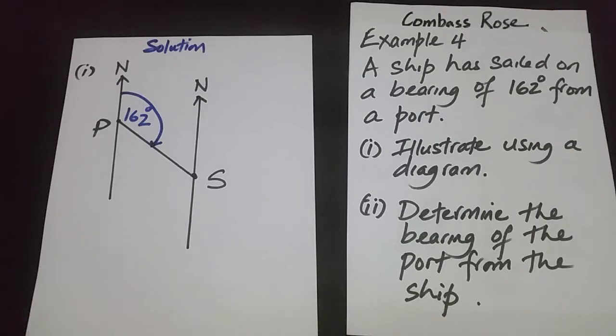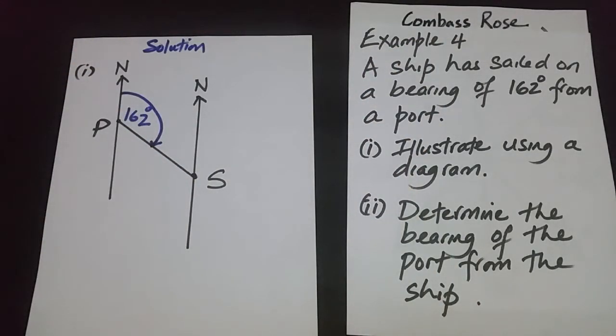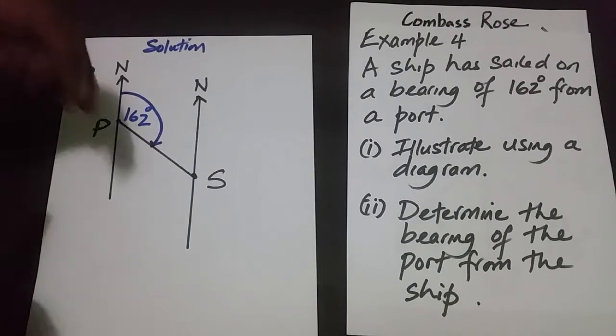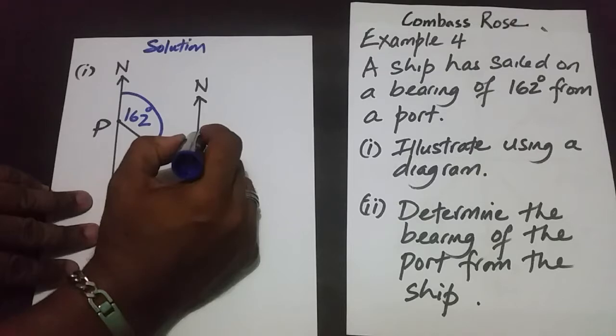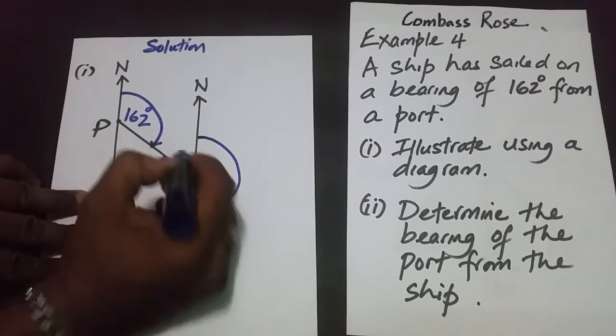So now we have two north lines on the page. And of course, the north lines must be parallel to each other. They cannot be slanting like that. So they want us to determine the bearing of the port from the ship, which means they want this entire angle here, which would represent the bearing of the port from the ship.